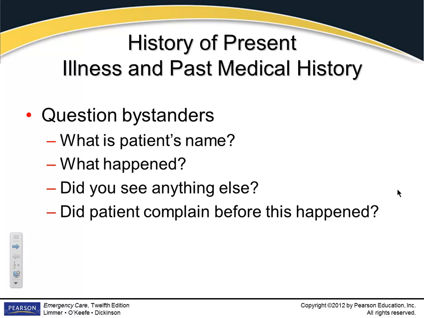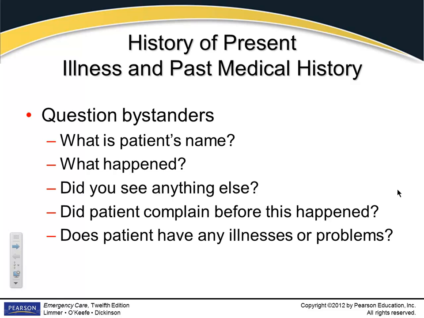Did the patient complain of anything before this happened? If the patient's unconscious, you ask the family members, what was going on before this? Did they complain of anything? Yeah, I remember this morning at breakfast, Johnny said that his stomach really hurt. Now they find him unconscious upstairs. What's happened? Does the patient have any illnesses or problems? Past medical history. Is the patient taking any medications? Sometimes bystanders may not know that. You may have to actually scavenge through a medicine cabinet or something.